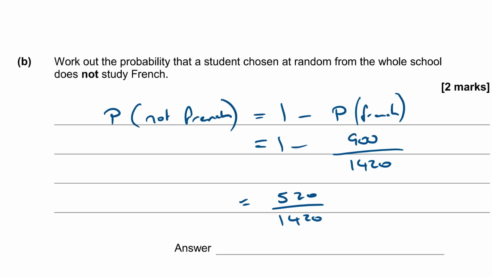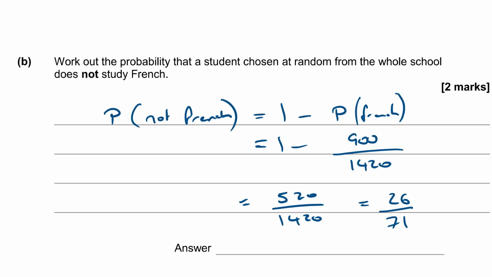That is a probability. I don't think I need to cancel it down. You don't get any extra credit normally for cancelling down fractions in probability questions, so I'm just tempted to leave it like that, although you do have a calculator that can cancel down fractions for you, so perhaps there's no harm in doing it this time, which is 26 over 71.